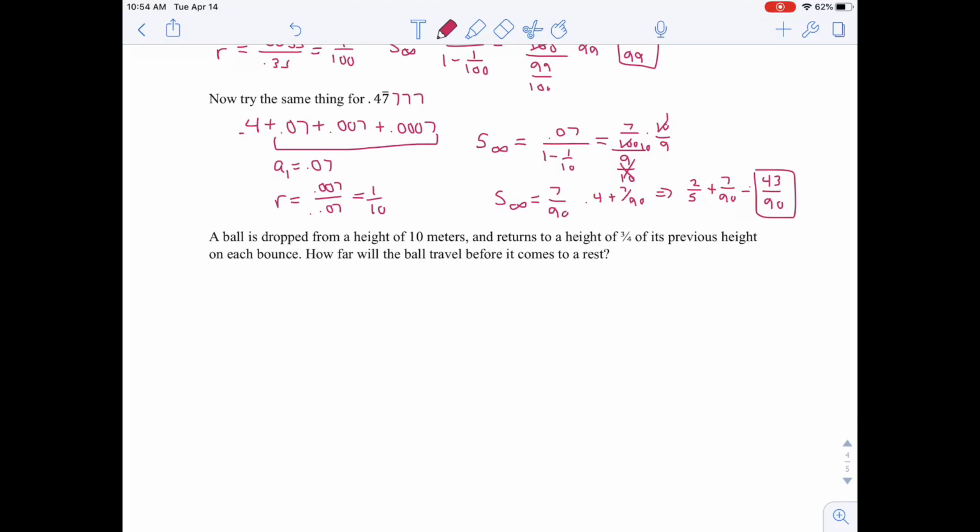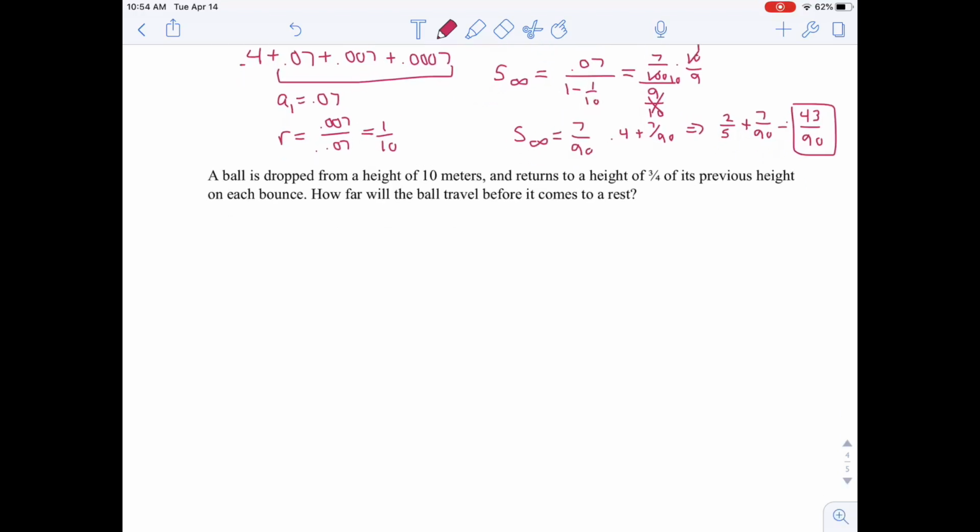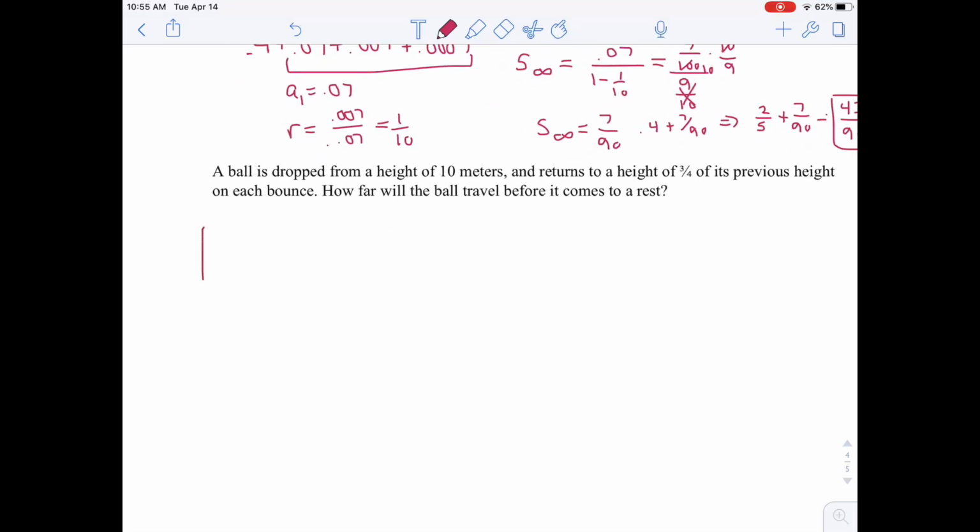This one actually has some application to real world stuff here. A ball is dropped from a height of 10 meters and returns to a height of 3/4 of its previous height on each bounce. How far will the ball travel before it comes to rest? Okay, so if we think about this, the ball is being dropped here. It falls down 10 meters, comes back up 3/4 of that, goes back down, comes up 3/4, back down. Again, this is not drawn to scale, just giving you an idea of what's going on here. It eventually comes to rest.